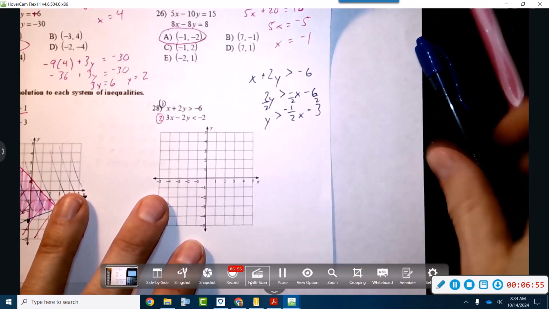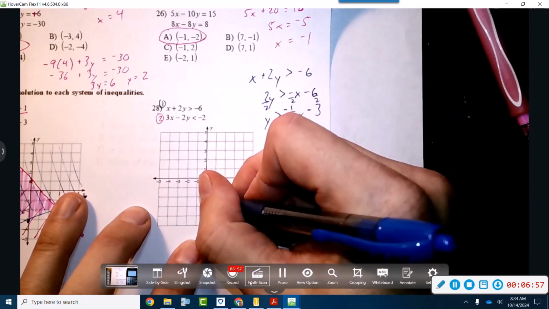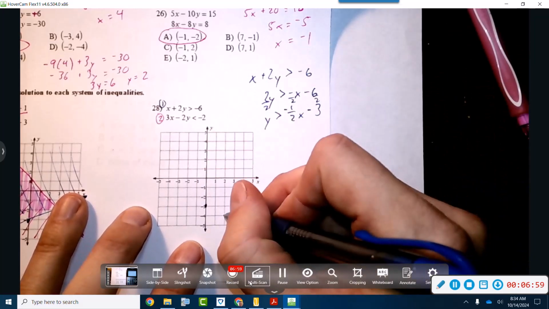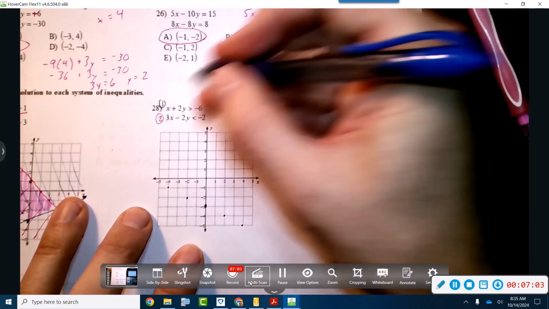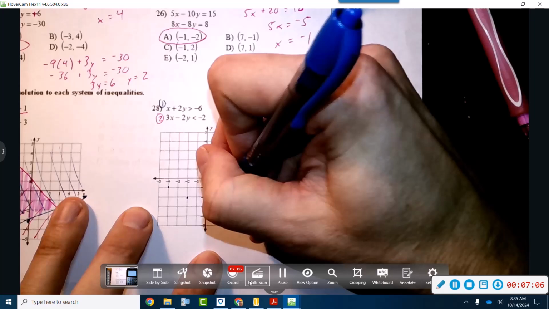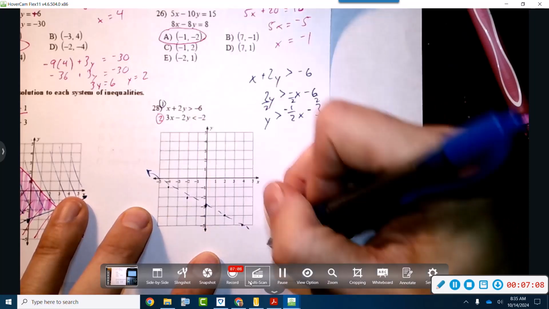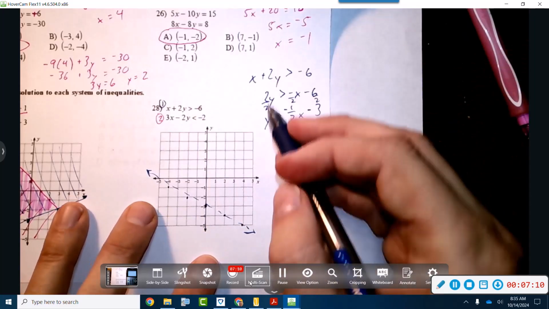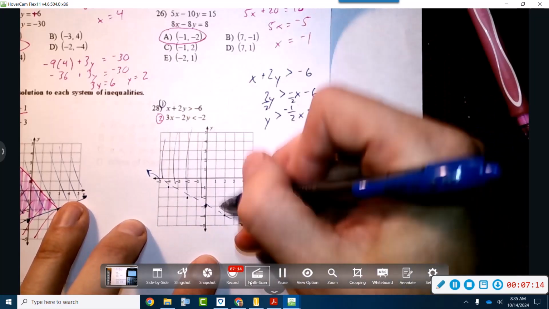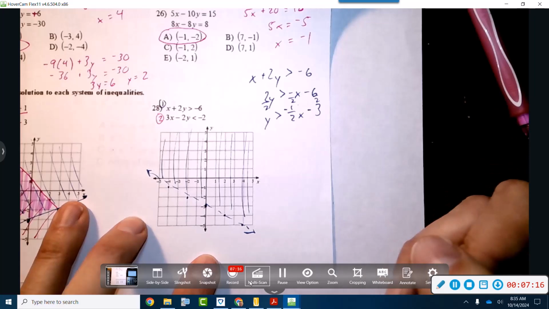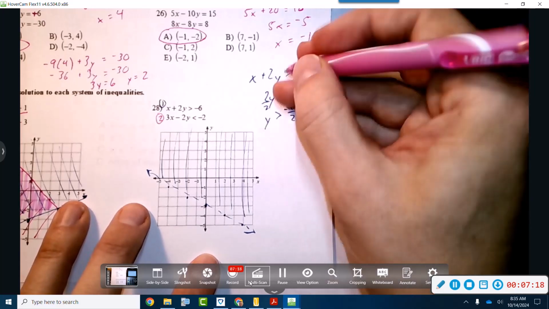Within 2 steps, I've already got the line that I need. And so my slope is 1 over 2, 1 over 2. Going to the left, I'm going to go up, and that's going to be a dotted line. Okay. Now I did not divide by -2 here, so I'm going to shade above. Okay. So let's do equation number 2.